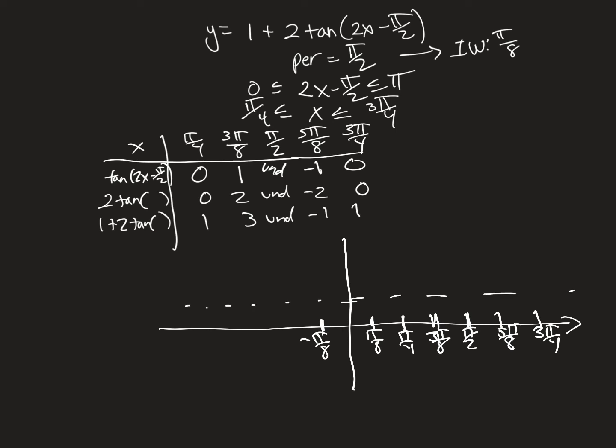All right, so let's graph. My asymptote is at pi over 2 here. At pi over 4, since it's been shifted up 1, it's on that vertical shift line. At 3 pi over 8, I am up at 3.